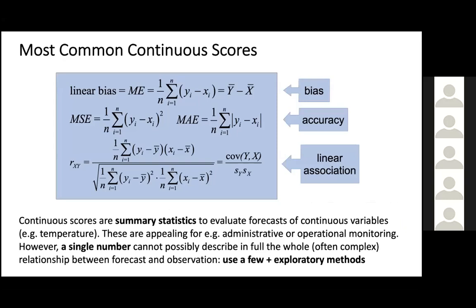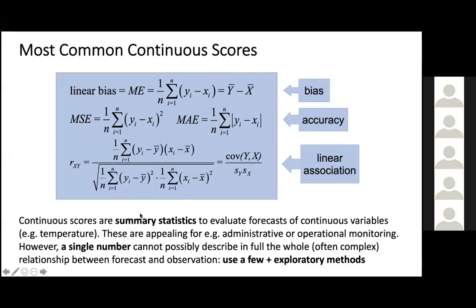Continuous scores. Here I've listed some of the most common continuous scores, and I'm going to revisit them one by one, but just to give you an overview. The additive bias, which measures the attributes that is called the bias. Mean squared error or mean absolute error, they measure accuracy, or correlation coefficients, which is a measure of the linear association between forecasts and observations.